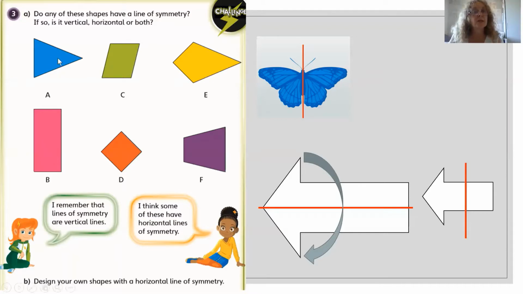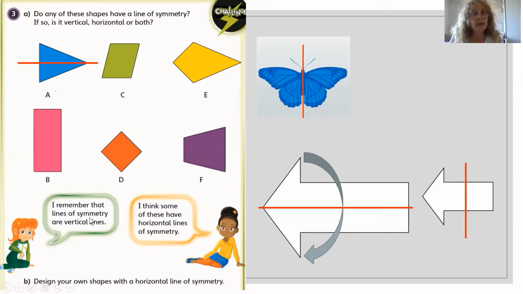Let's look at this shape then, just to help us. Which lines would it be? If I put a line there, would it work? No. Oh, there it would. Can we see? So A would be a line of, what line would it be? It would be horizontal. So have a go at those, and you're going to do the rest of them.